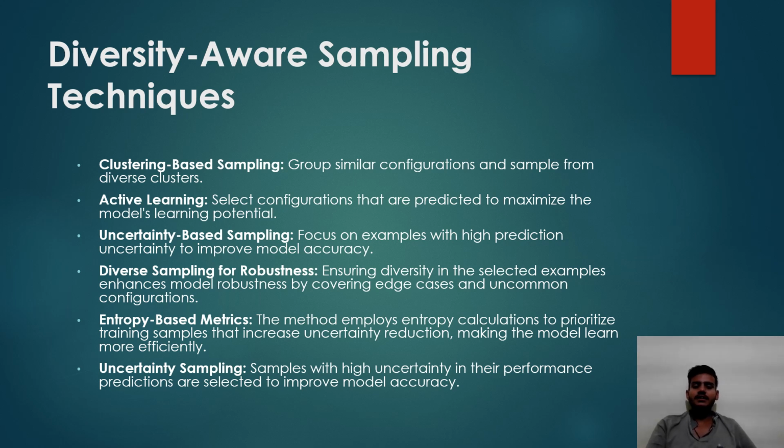Entropy based metrics: the method employs entropy calculation to select precise training samples that increase uncertainty reduction, making the model learn more efficiently. Uncertainty sampling: samples with high uncertainty in their performance predictions are selected to improve the model accuracy.